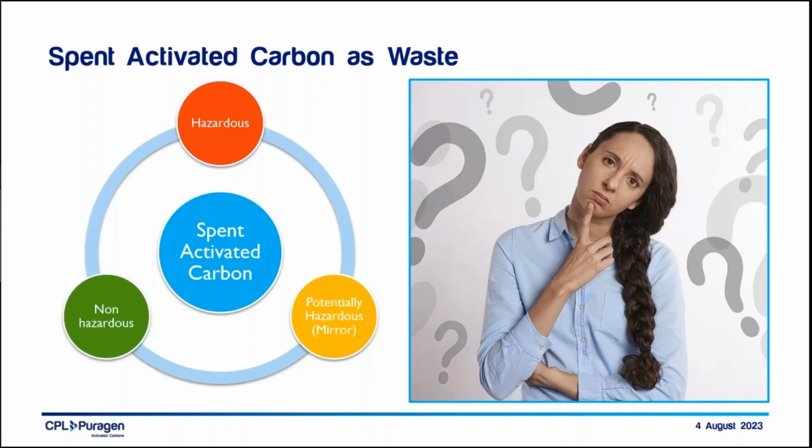So the first thing to think about is that spent activated carbon is a waste. Used activated carbon is a waste. You cannot get away from that. Waste is classified according to the application it's come from, and there are three classes of waste: hazardous, non-hazardous, and potentially hazardous, which is called mirror, slightly confusingly, but that's just what it's called.